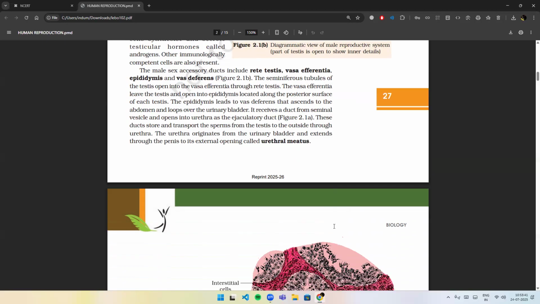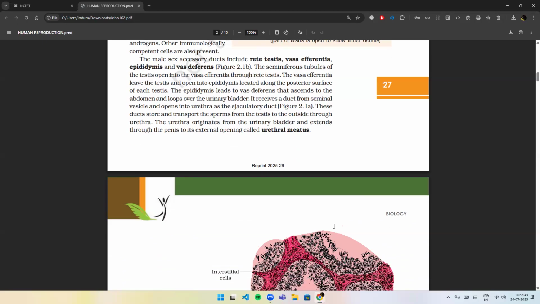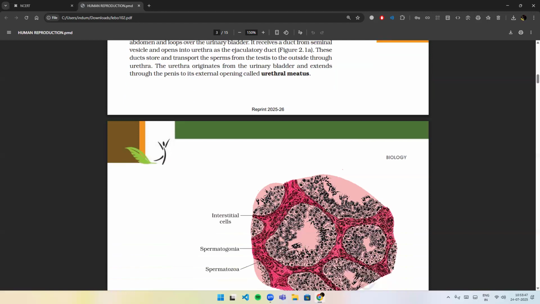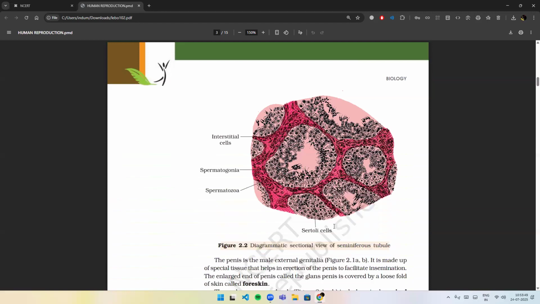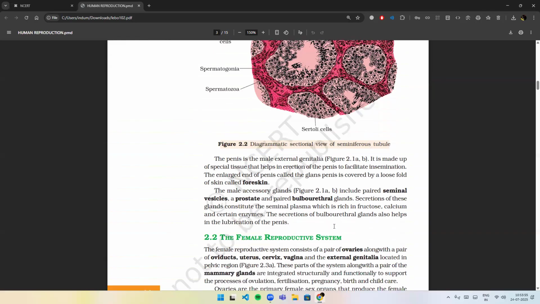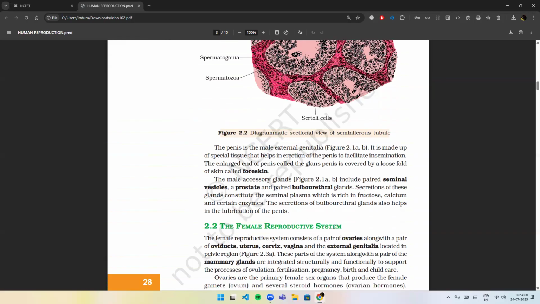The urethra originates from the urinary bladder and extends through the penis to its external opening called urethral meatus. The penis is the male's external genitalia. It is made up of special tissue that helps in erection of the penis to facilitate insemination. The enlarged end of penis, called the glans penis, is covered by a loose fold of skin called foreskin.